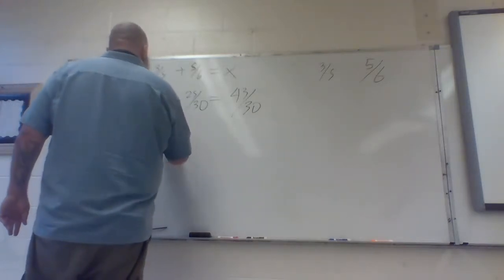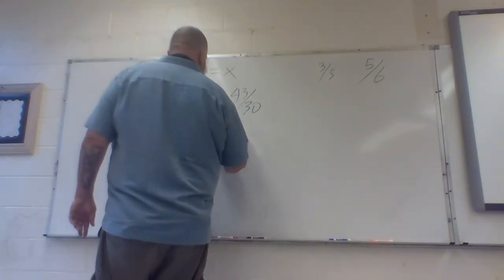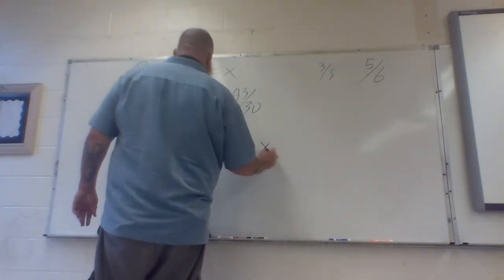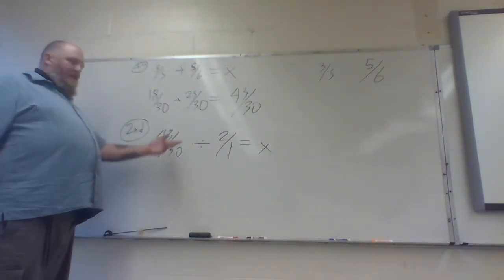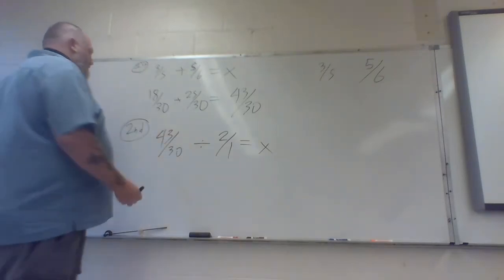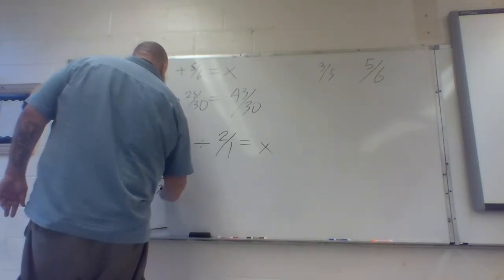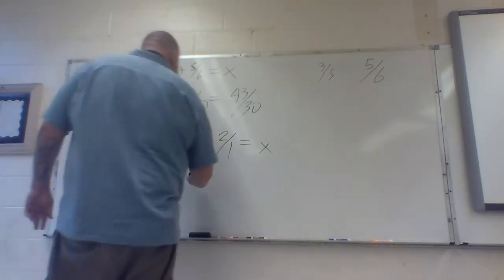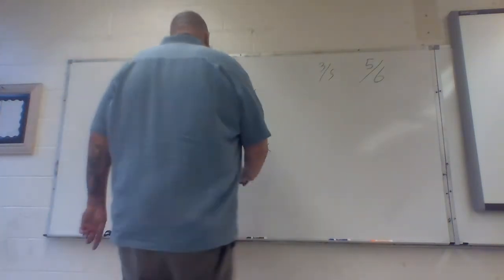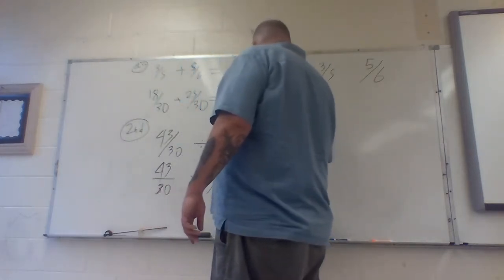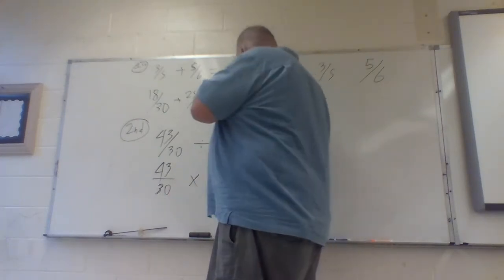So we're gonna have 43 over 30. We're gonna divide it by 2 over 1 is x. So we all remember how to divide fractions, right? What do we do? Flip that one and times it. So we have 43 over 30 times 1 over 2. That's going to give us 43 over 60.